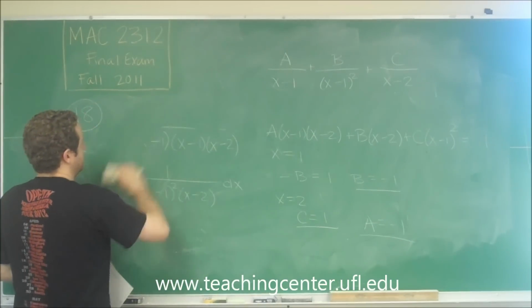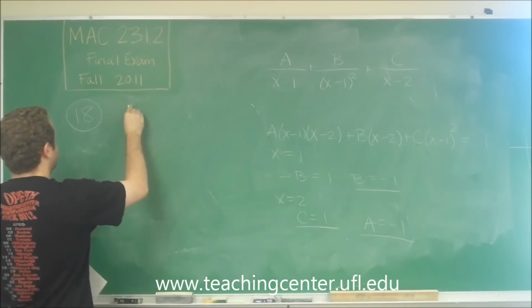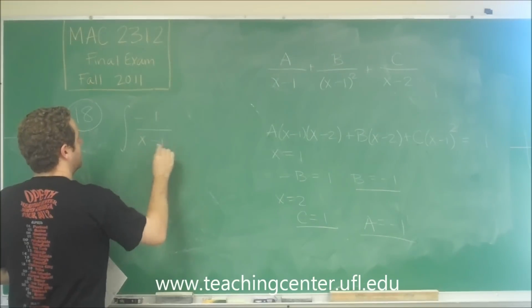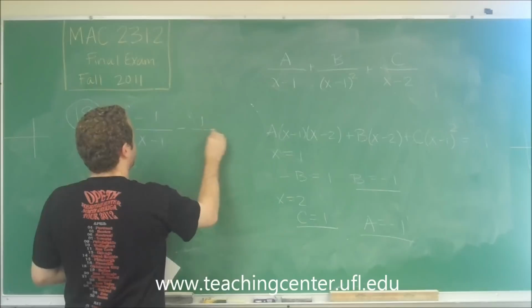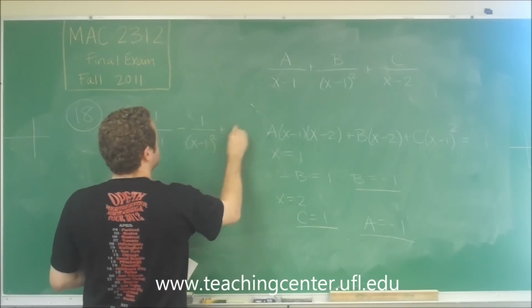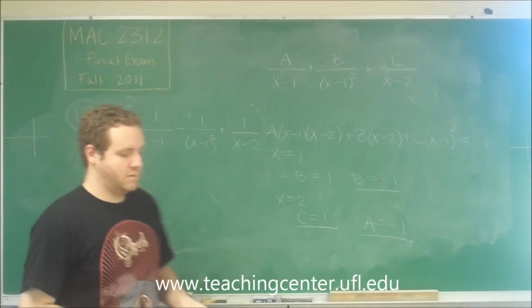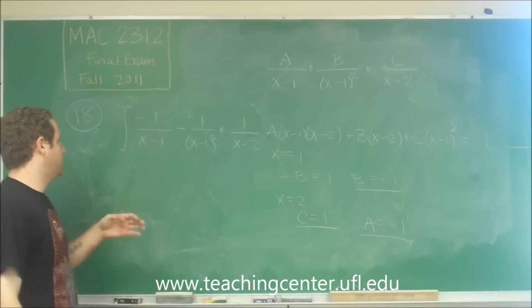So now we can rewrite this integral in terms of those. So we're going to be integrating negative 1 over x minus 1, minus 1 over x minus 1 squared, and then plus 1 over x minus 2. So these are all ones that we can just do term by term.